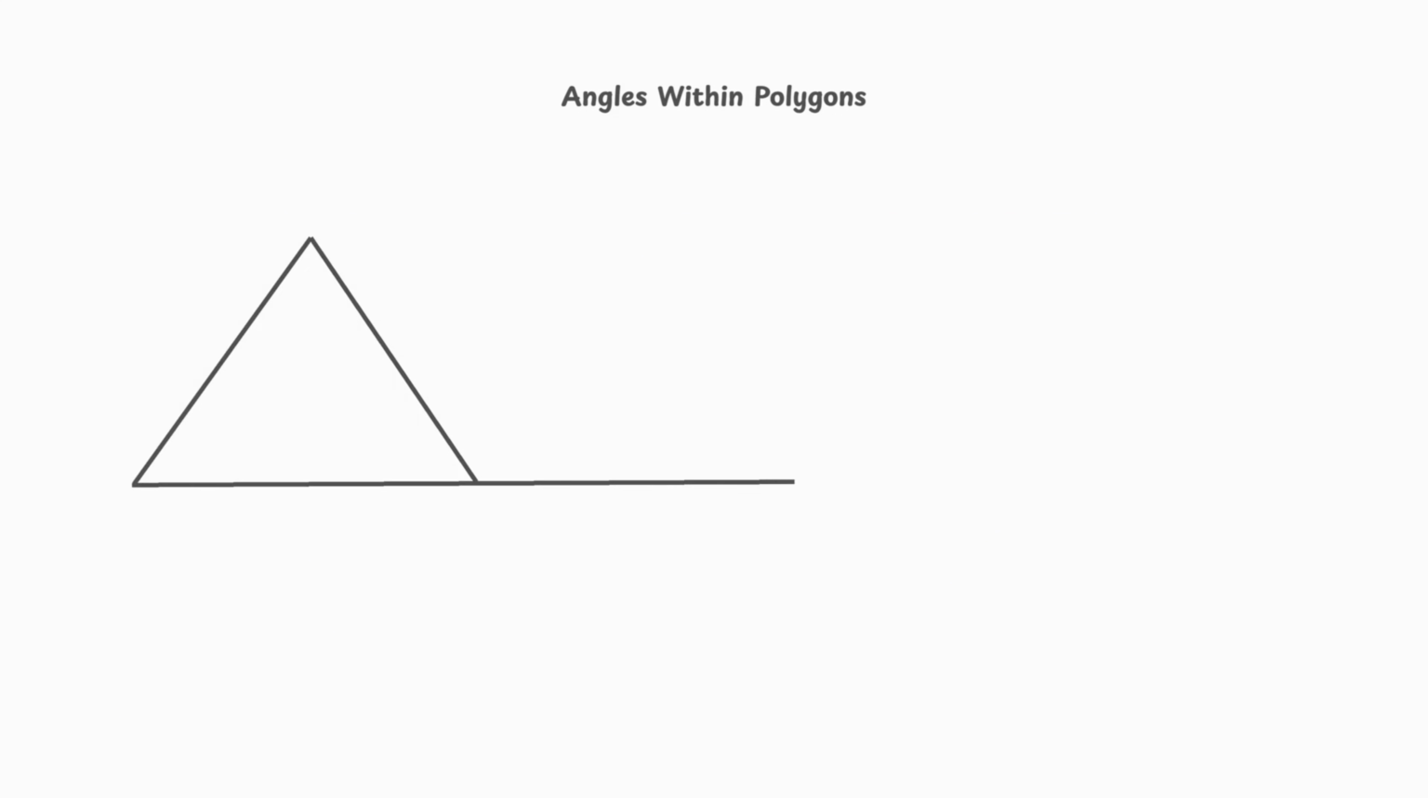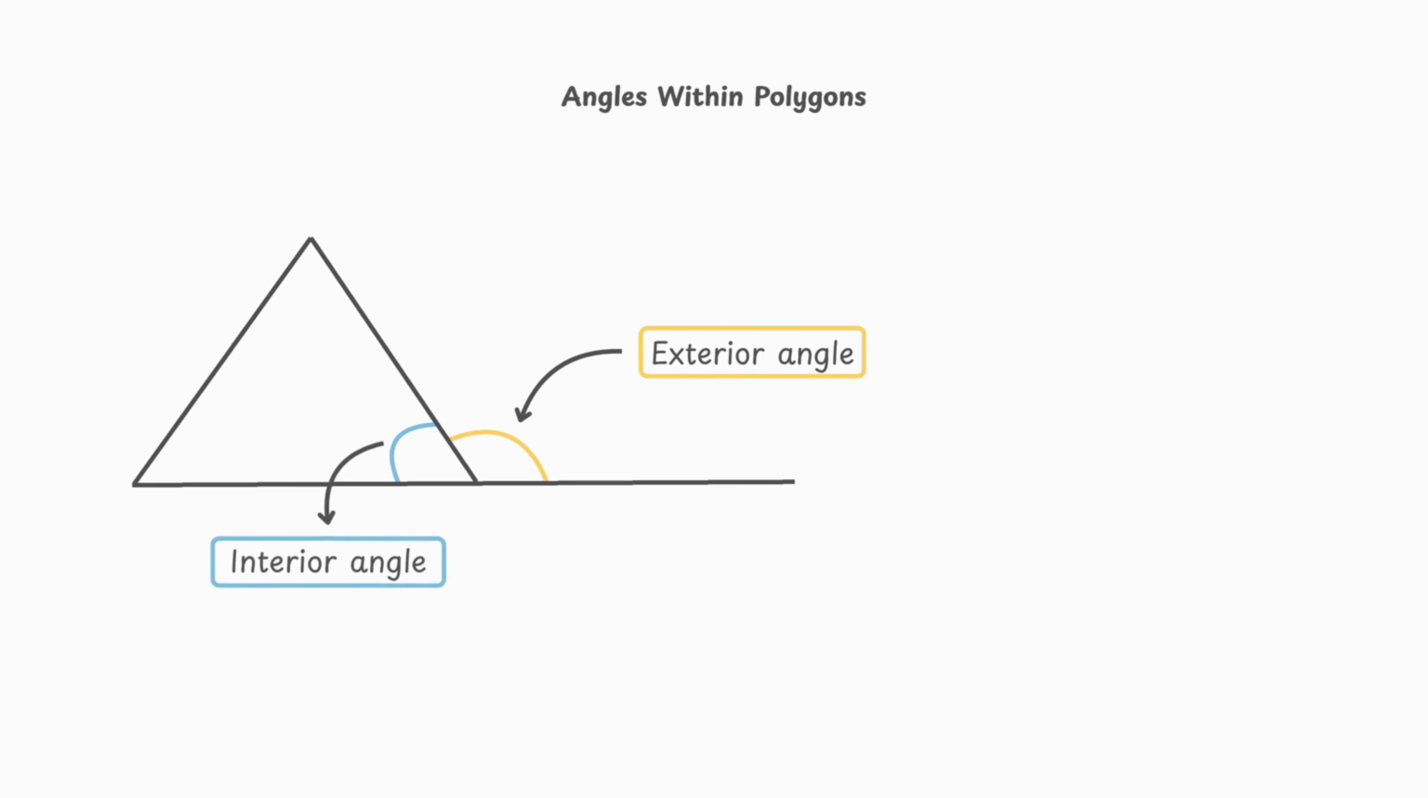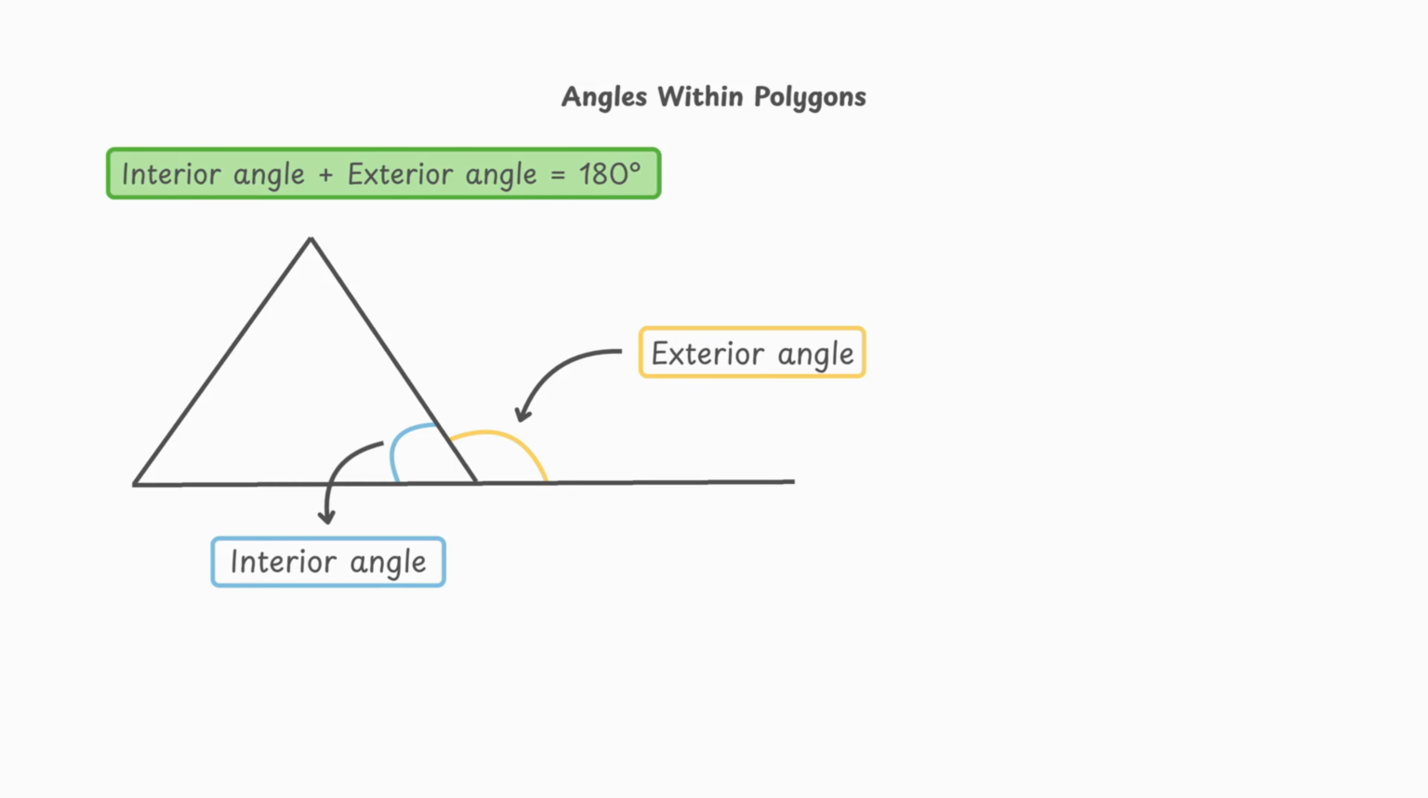Now let's move on to understanding interior and exterior angles and how they are related. First, look at this straight line. When a side of a polygon is extended, it forms an angle outside the shape. This is called the exterior angle. At the same point, inside the shape, we have the interior angle. Now here is a very important relationship. Interior angle plus exterior angle is equal to 180 degrees. This is because they form a straight line. So, whenever you see an interior and exterior angle together, they will always add up to 180 degrees.